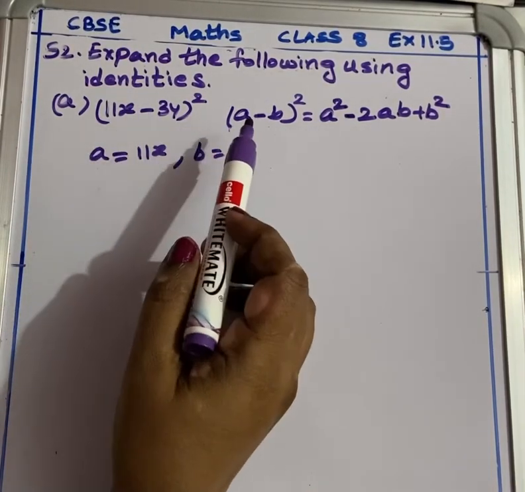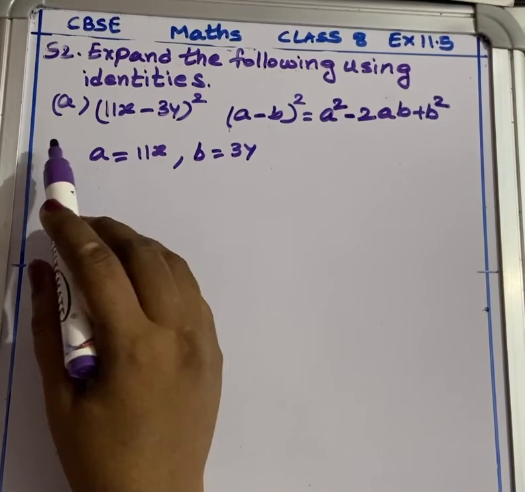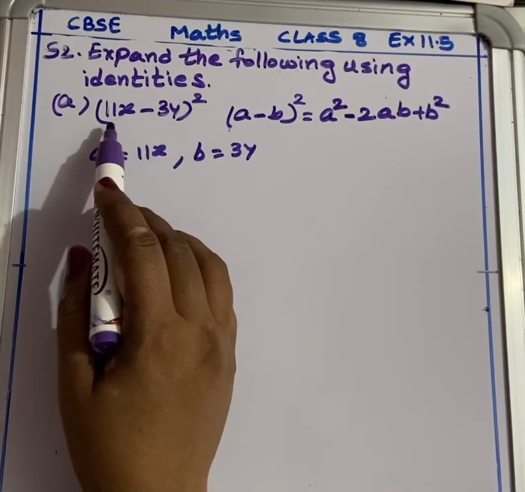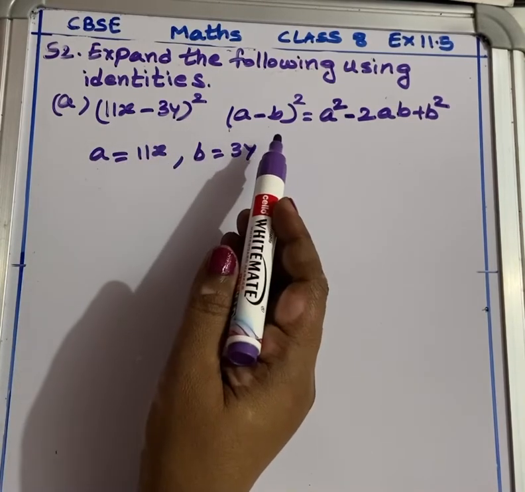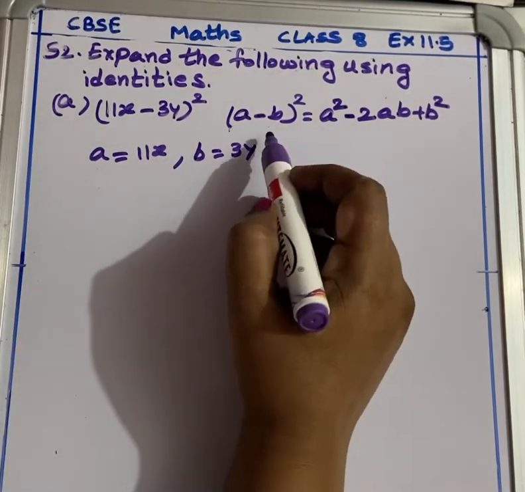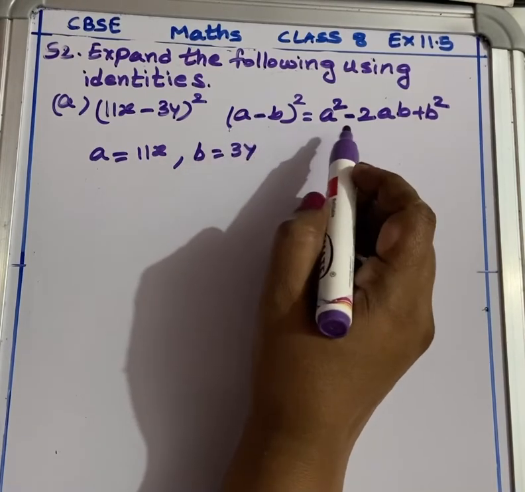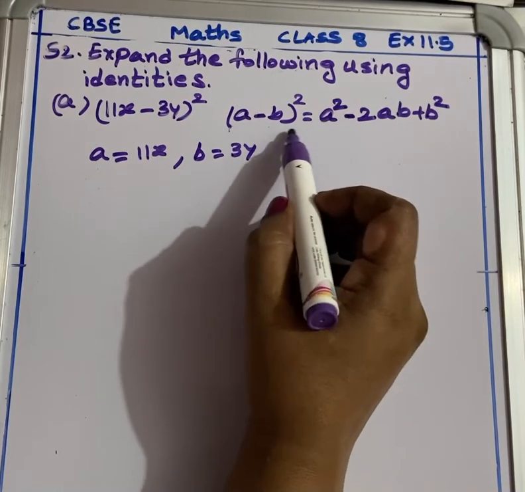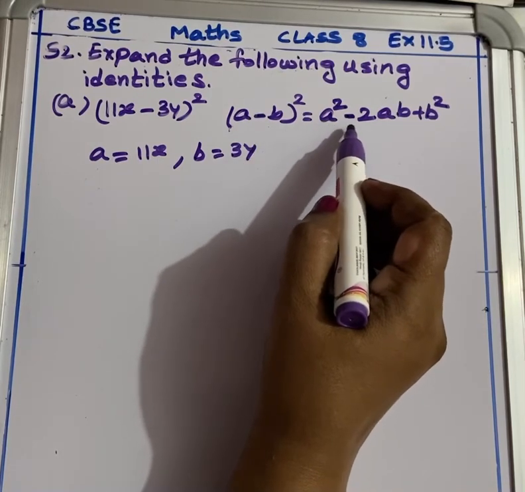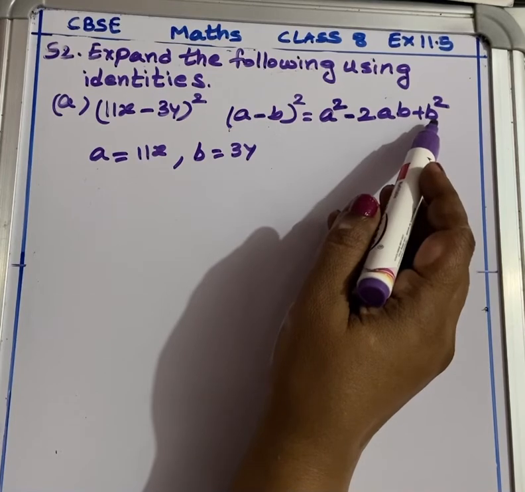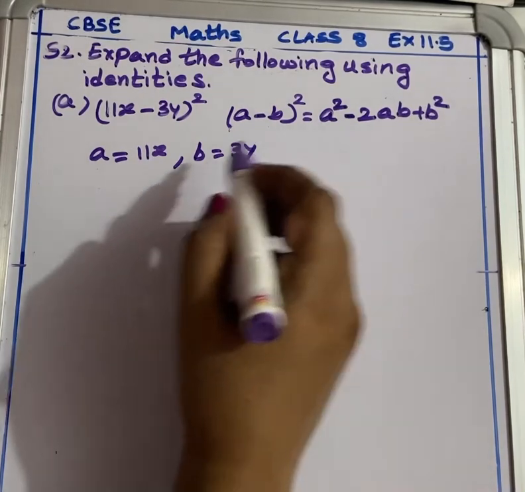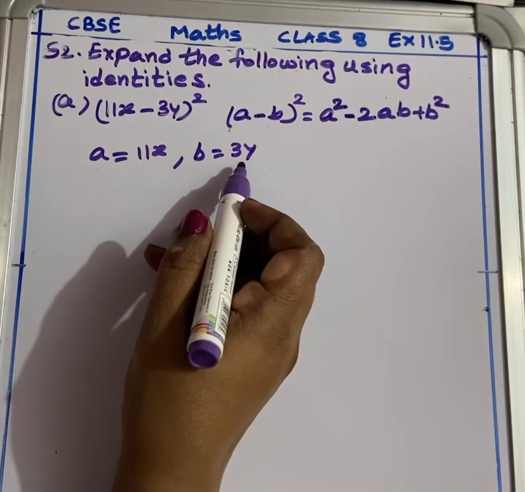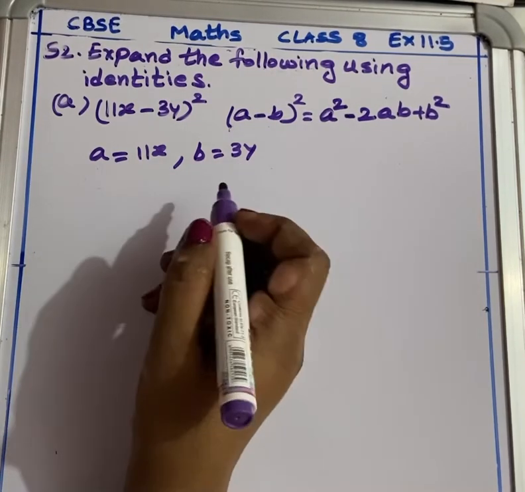Now S2 is expand the following using identities. A: (11x minus 3y) whole square. Here we are using second identity, (a minus b) square. If we expand this one, this identity, it comes a square minus 2ab plus b square. Okay, here a equal to 11x and b equal to 3y. Let's solve the sum.